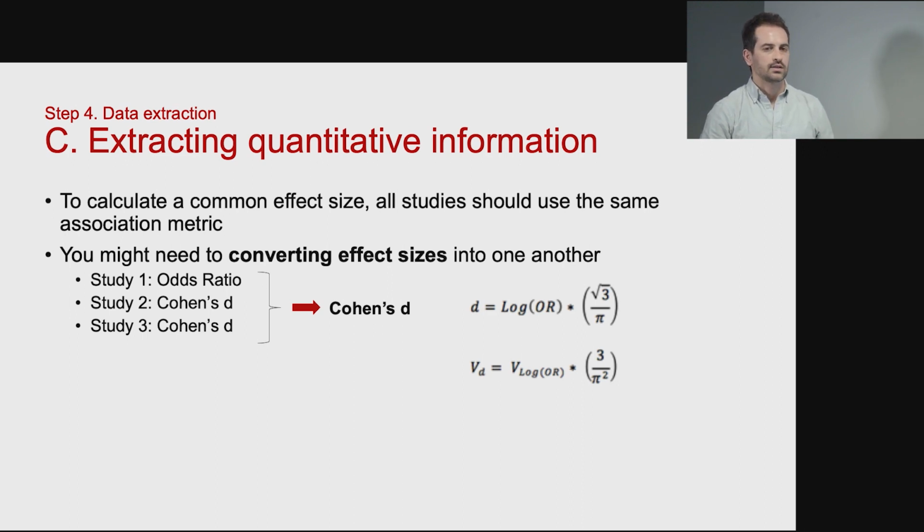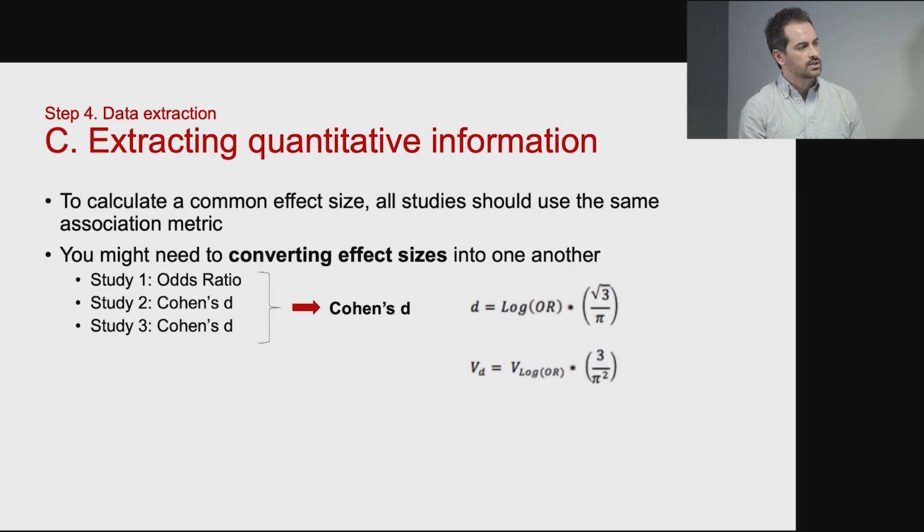When you do your overall estimates, your overall effect size, your overall summary estimates, you want to choose which measure you want to use. For example, let's say that I want to report my summary effect size as a Cohen's d. I have to take all the studies. There are 3 studies here. For example, one reports the measure as an odds ratio. I have to convert this odds ratio into a Cohen's d. So every study uses the same association, right? Once I have the same association, I can do my quantitative meta-analysis.